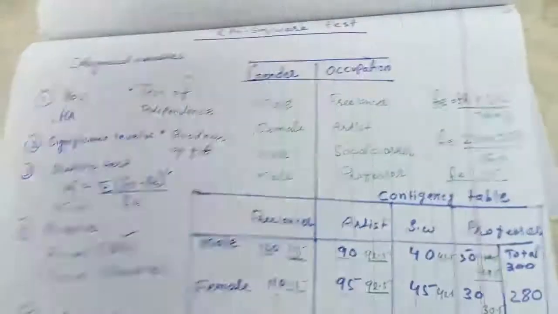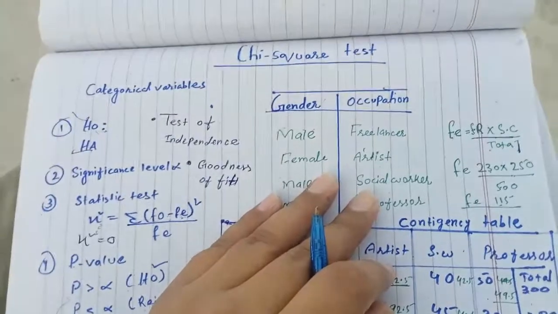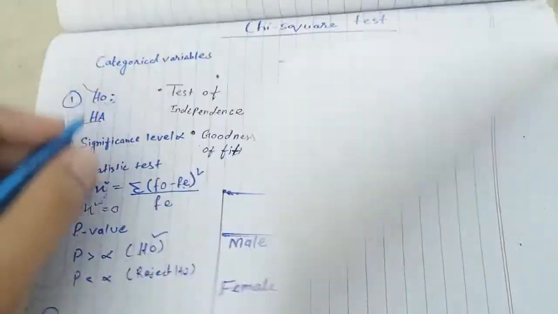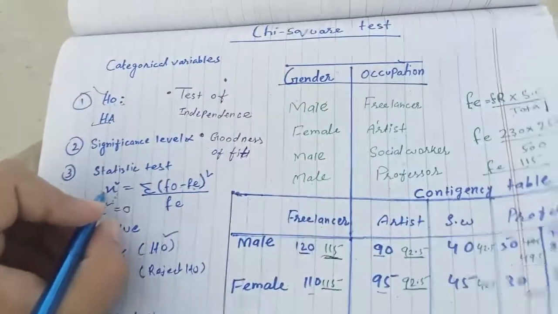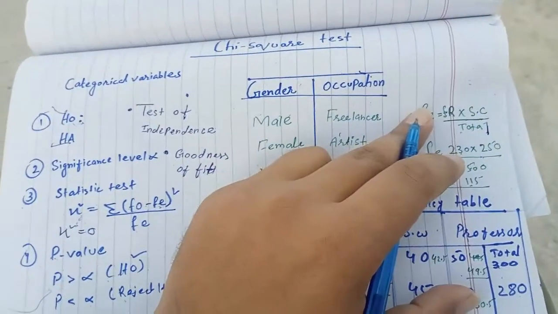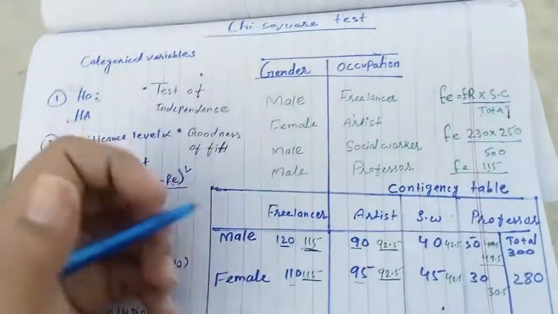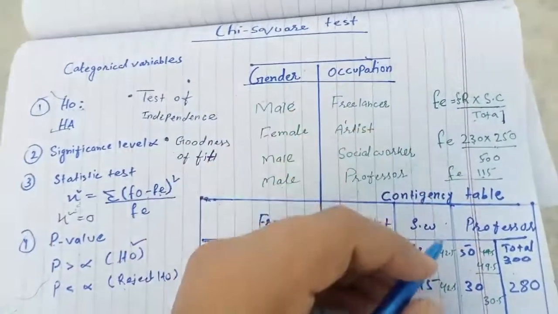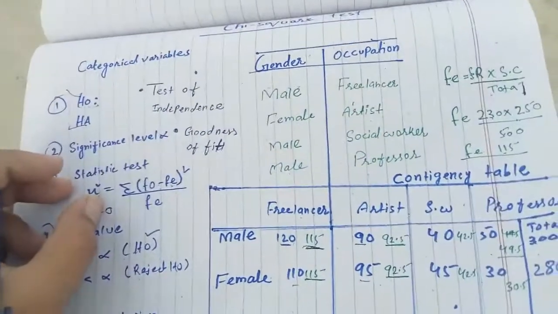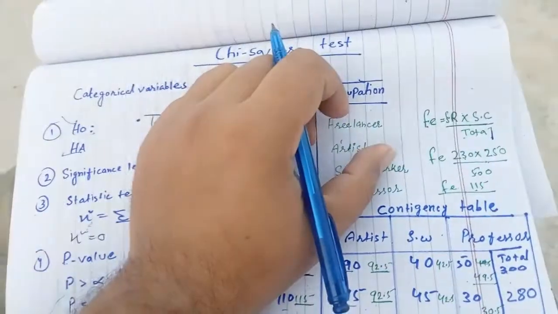So basically, the chi-square test is used to check the relationship between two categorical variables, right? Here we follow the steps. We'll calculate the chi-square with the help of this contingency table. We calculate the expected frequency with the help of the sum of rows times the sum of columns divided by the total, and once we calculate the expected frequency, we'll apply this formula. If the difference is very high, the chi-square value will be very high. If the chi-square value is very high, it means there is a relationship between the two variables.